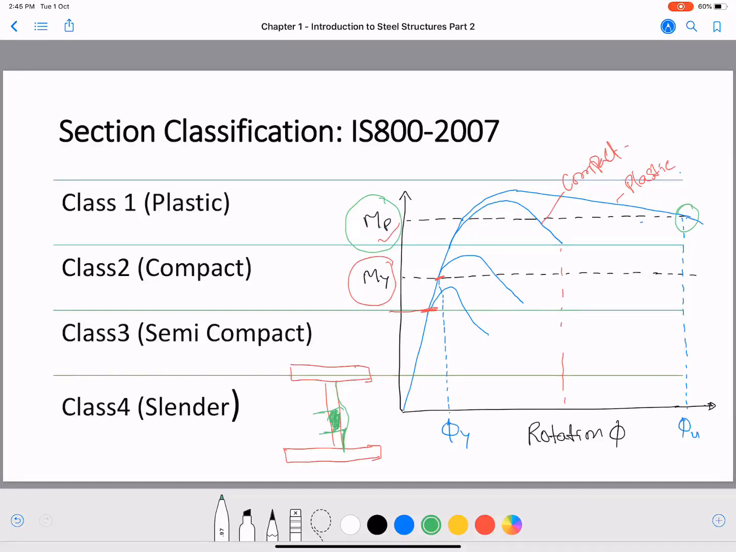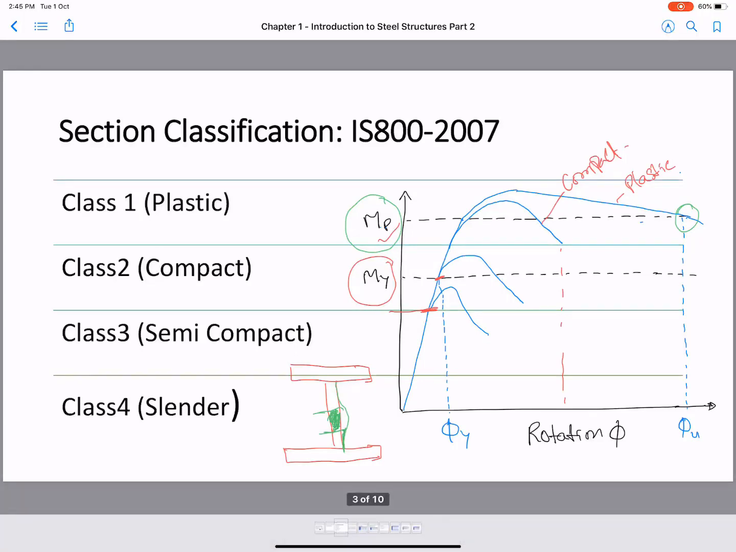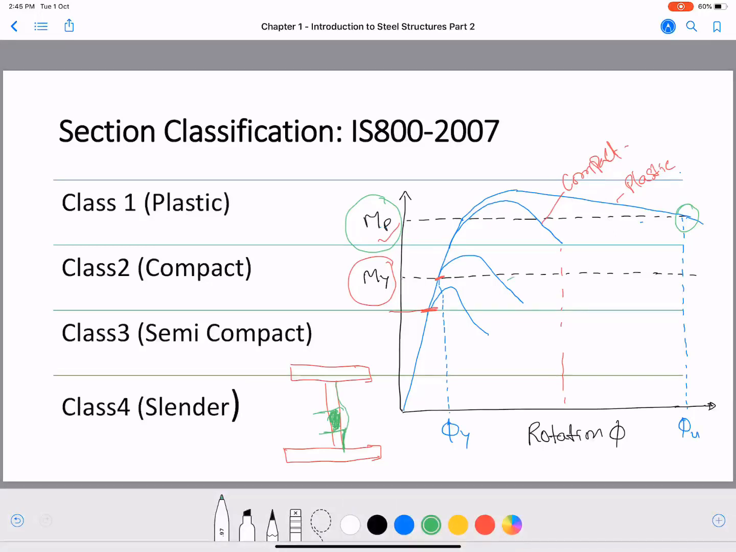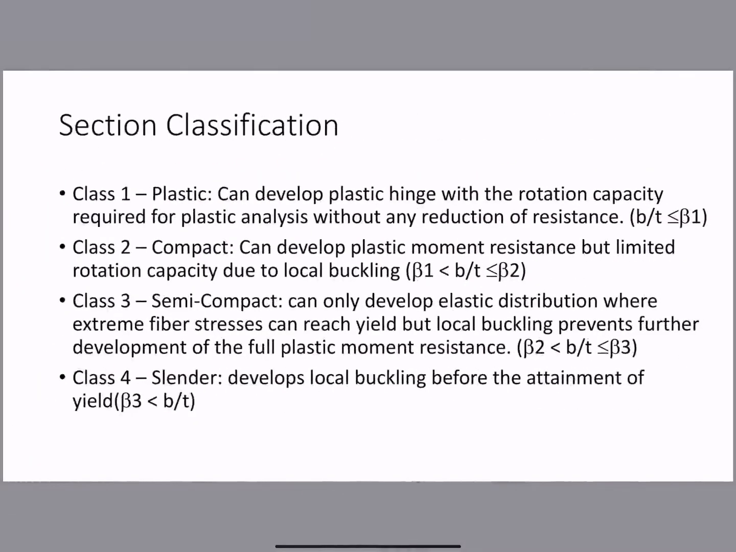Now, let's look into these section property definitions. What are the definitions we have? This is plastic, compact, and this one is semi-compact, and this one is slender sections. So now let's go to the section classifications.